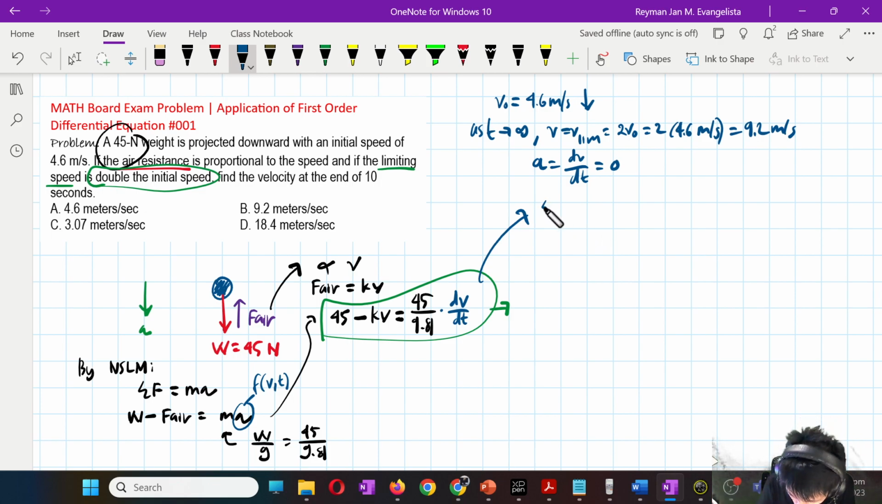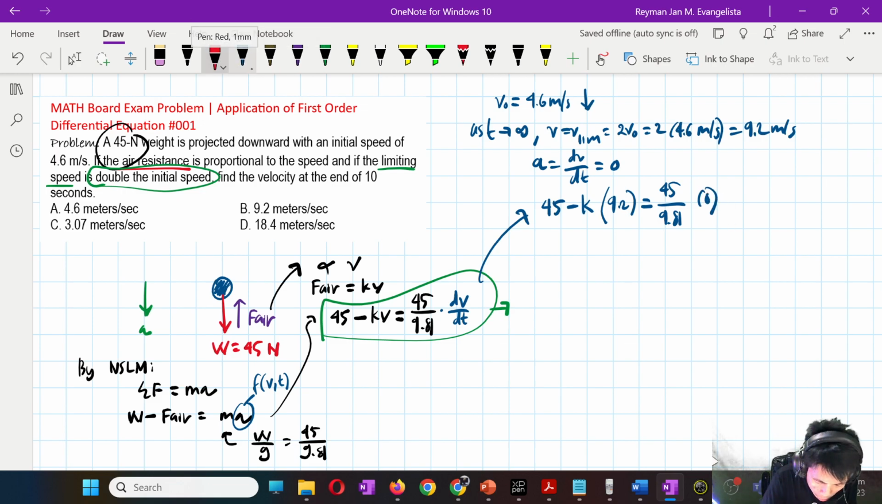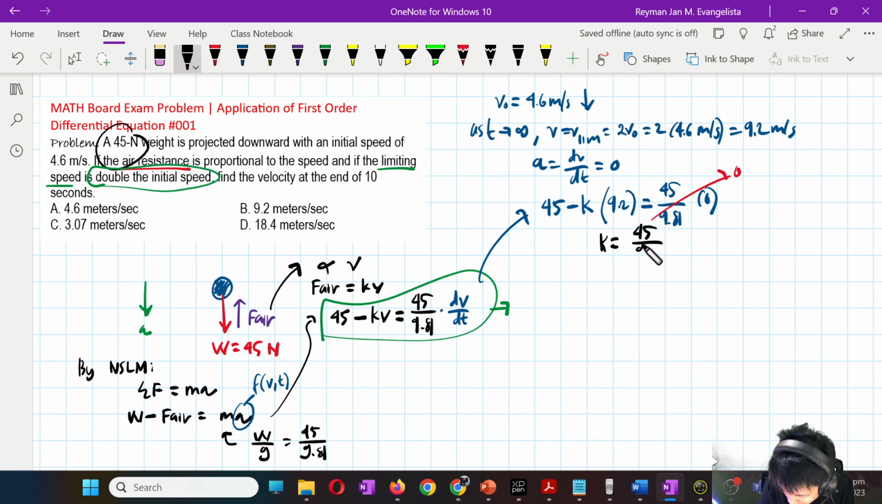So 45 minus k times v limit, which is 9.2, equals 45 over 9.81 times 0. Obviously the right side will become 0. Then we can solve for the value of k. So obviously our k is 45 over 9.2. Then we bring back the value of k to our equation. So we will get what?